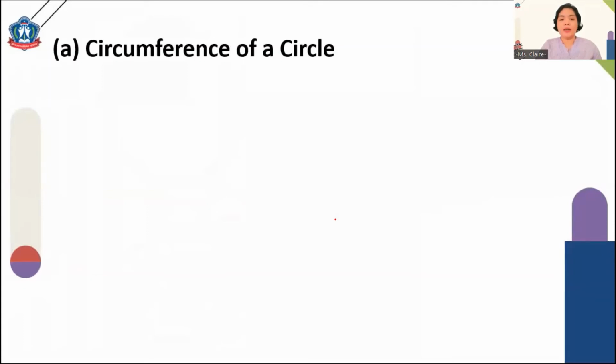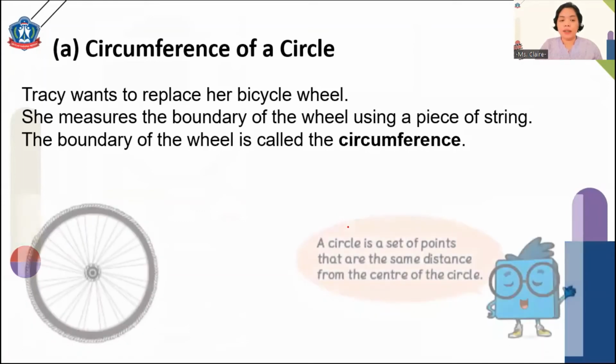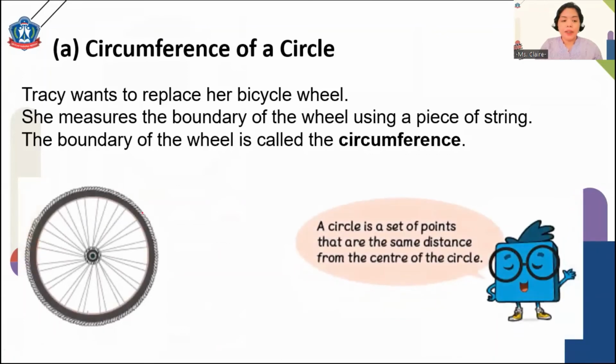Next, let's study about circumference of a circle. What is a circumference of a circle? Tracy wants to replace her bicycle wheel. She measures the boundary of the wheel using a piece of string. The boundary of the wheel is called the circumference. This one. The string is here. This is the string. So this is what we call the circumference of the circle. It means the distance around the circle.